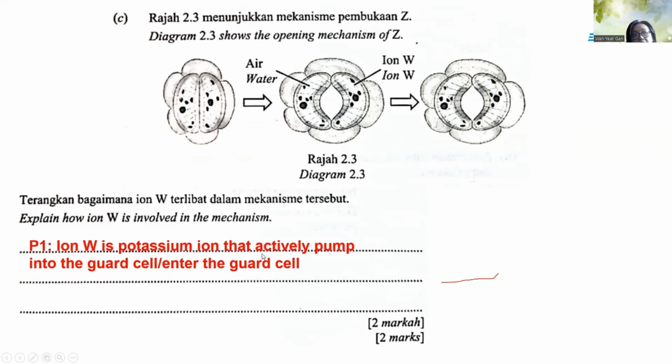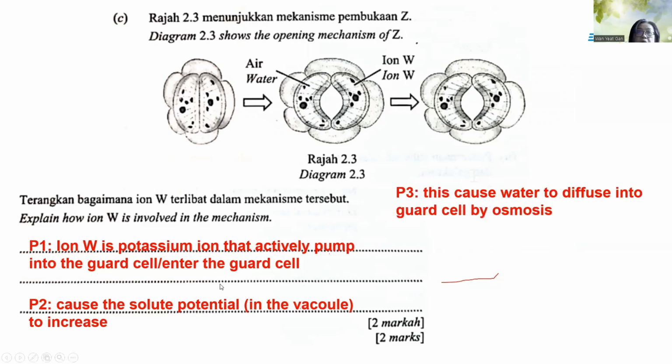All right, so potassium ion is actively pumped. Actively pumped means it's through active transport into the guard cell. Okay, during the day where photosynthesis takes place, that generates a lot of energy for the process of active transport of potassium ion into the guard cell. So that means the solute potential in the vacuole will increase. With more potassium means higher solute potential.